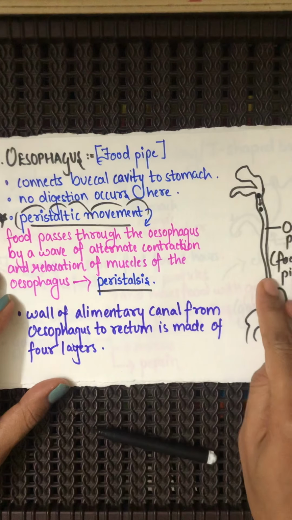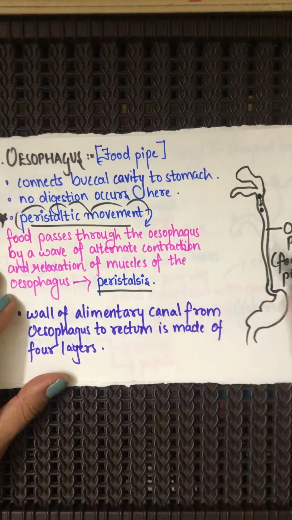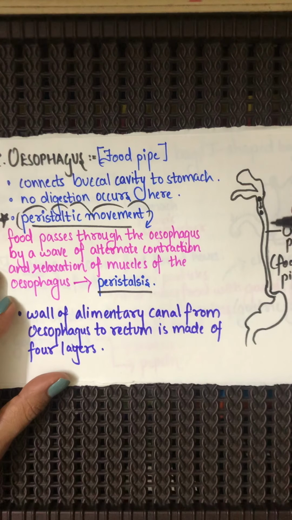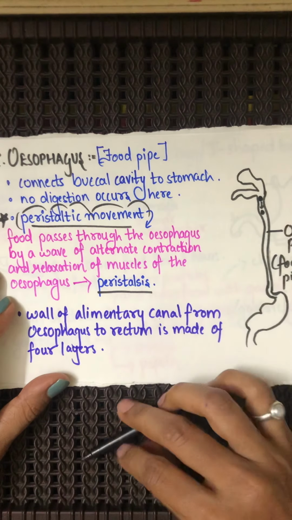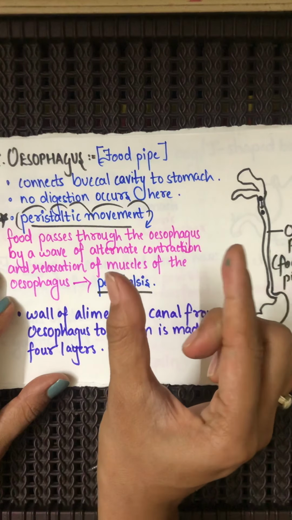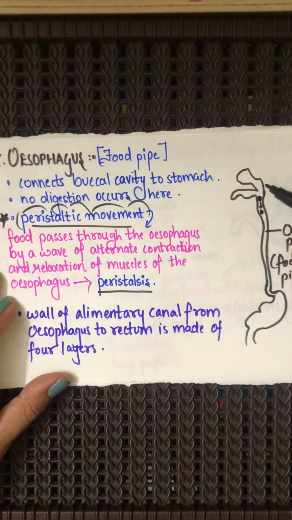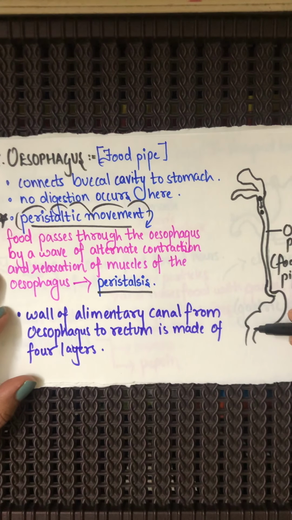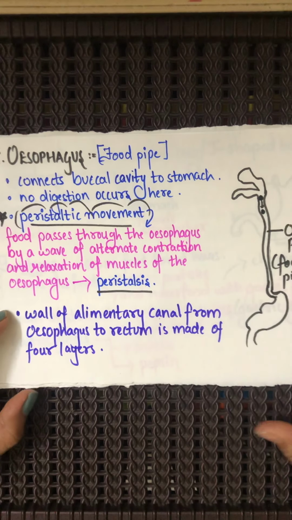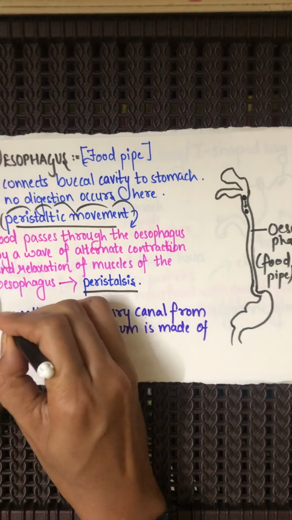Now how does this movement take place? The movement takes place with the help of the muscles. There are muscles in the wall of the esophagus. The wall of the esophagus has circular muscles, and these muscles do contraction, relaxation, contraction, relaxation, which will in turn help the food material to move ahead from the mouth till the stomach region. Do you understand this? We shall understand this in the later part of the chapter.